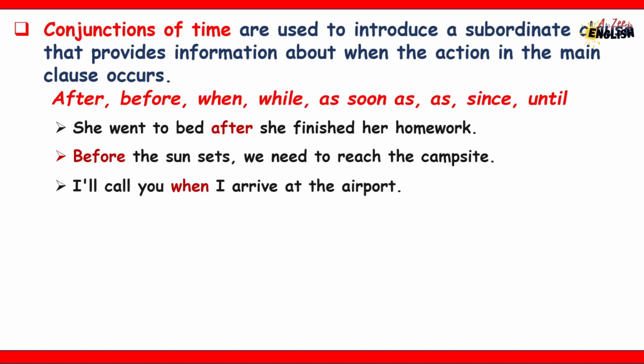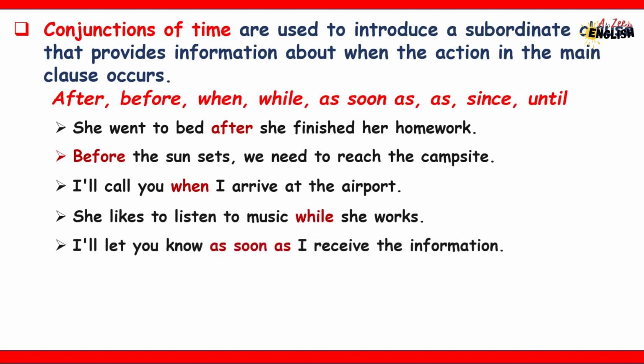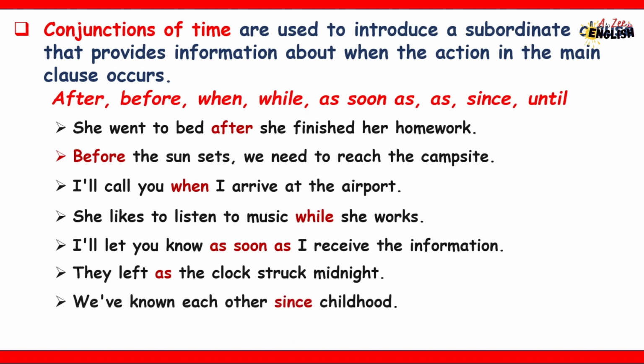I will call you when I arrive at the airport. She likes to listen to music while she works. And I will let you know as soon as I receive the information. They left as the clock struck midnight. We have known each other since childhood. You can play outside until it gets dark. These are all the examples that indicate the time when the main action occurred in a sentence.